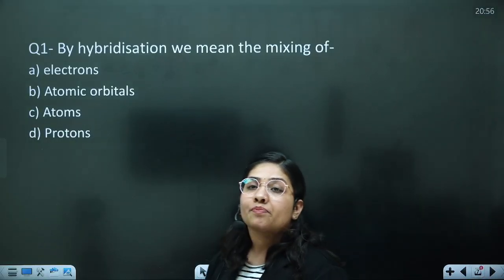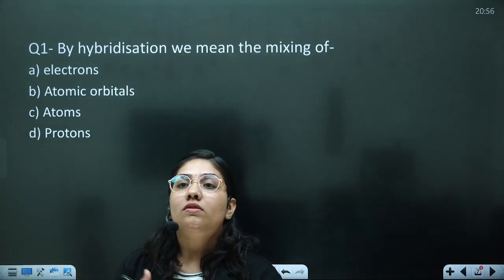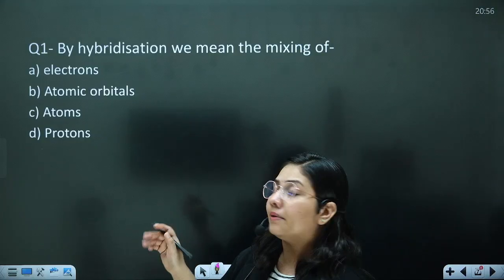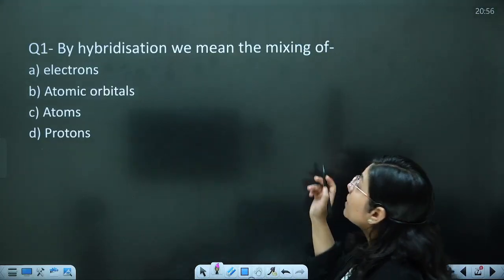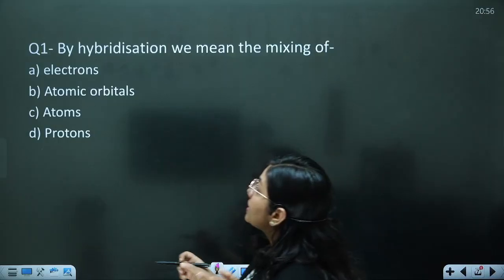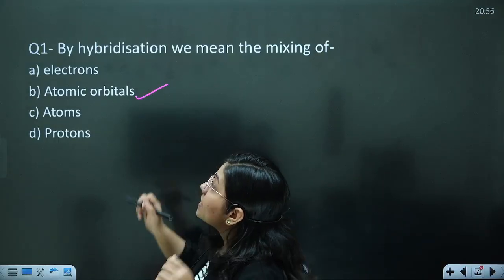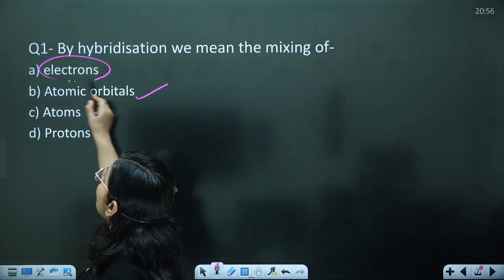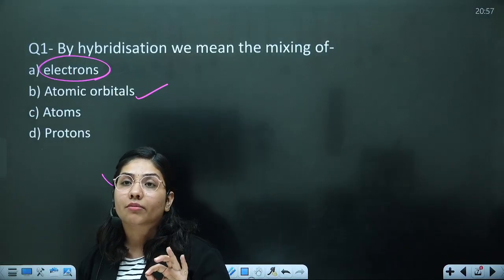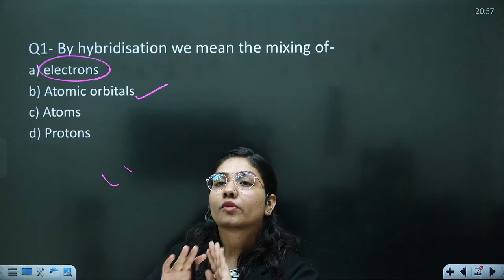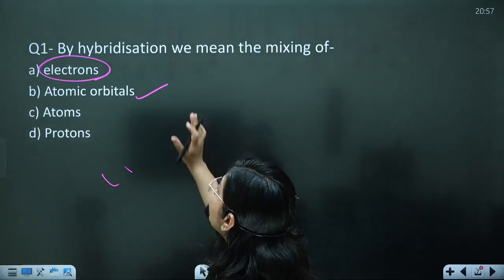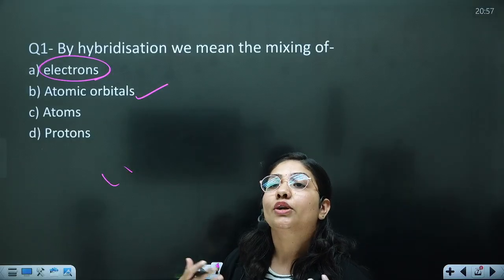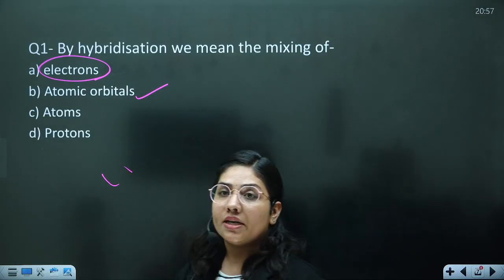There is one question I have also told you while explaining many things in the previous slide. By hybridization we mean the mixing of what? Atomic orbitals is the answer, but sometimes students get confused with the electrons, because here we have also talked about lone pair and bond pair, so we will not confuse with it. Hybridization is the intermixing of pure atomic orbitals to produce hybrid orbitals of equivalent energy and shape.